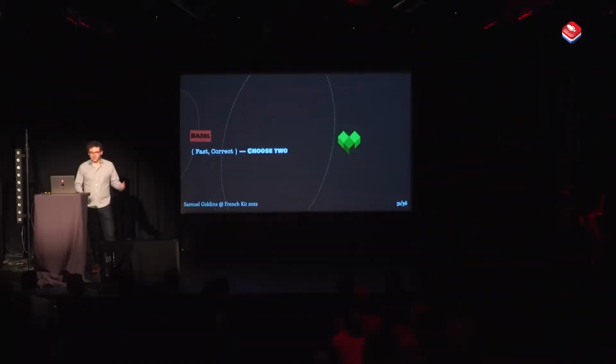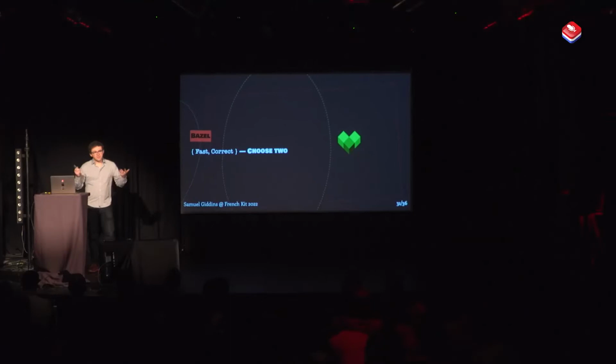The obvious answer is Bazel. Bazel is Google's open source build system. It has this tagline of "fast and correct, choose 2." That's a play on the computer science joke of, what is it, fast, secure, correct, choose 2. The idea being you can't have it all. Oh, with Bazel you can have it all.